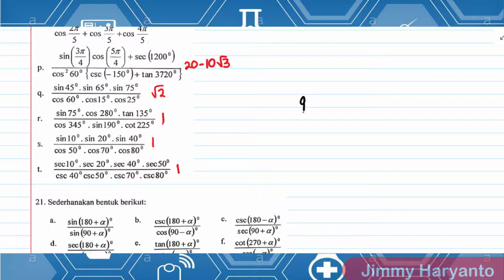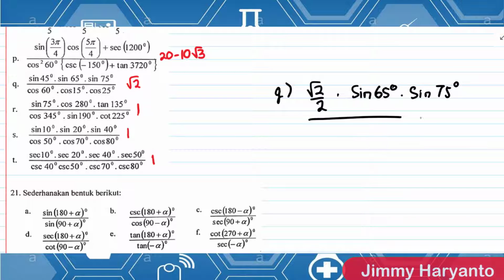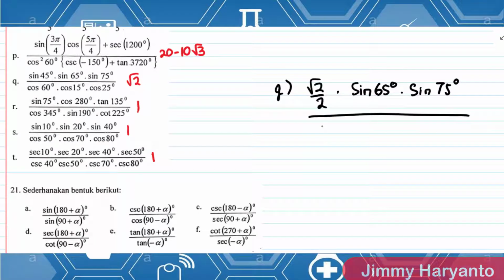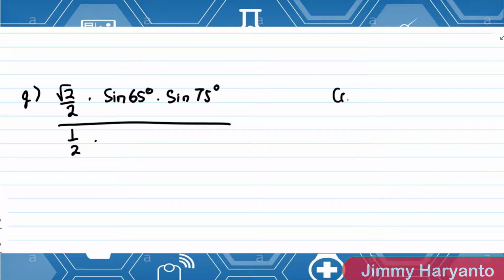Next is Q. For Q is sine 45. Sine 45 we already have the result, which is square root of 2 over 2 times sine 65. I will leave the sine 65 like that, and then the sine 75 also, over for the bottom part cos 60. Cos 60 is half, and then cos 15, and then cos 25. Okay, let's change the cos 15 and then the cos 25 using 90 degrees. Use 90.